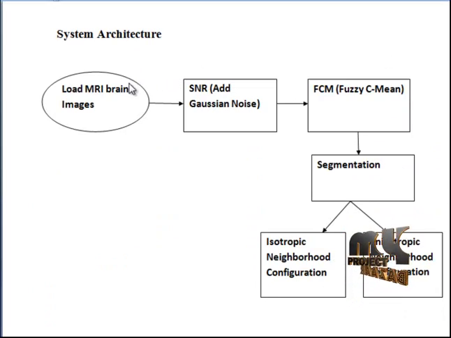This is the block diagram of our project. First we will load MRI brain images. The next step is adding Gaussian noise at a given signal-to-noise ratio. The next one is FCM, fuzzy C-means segmentation, which is the extended version of our approach.